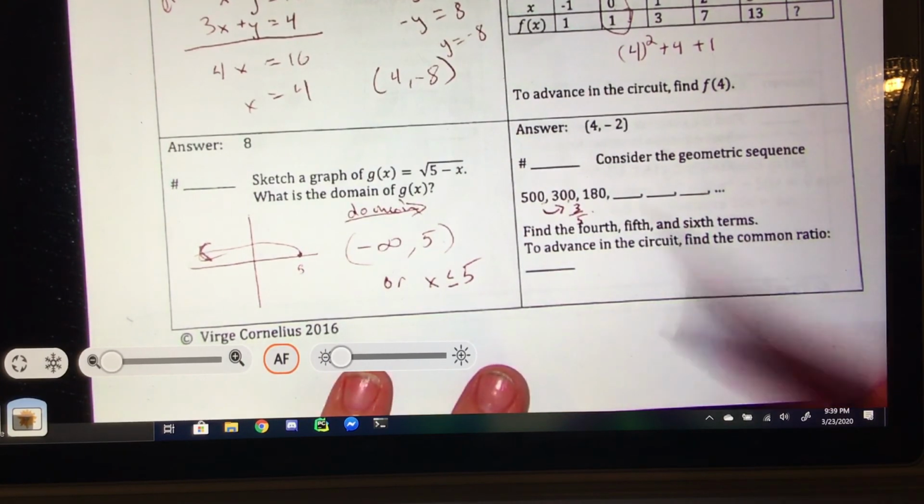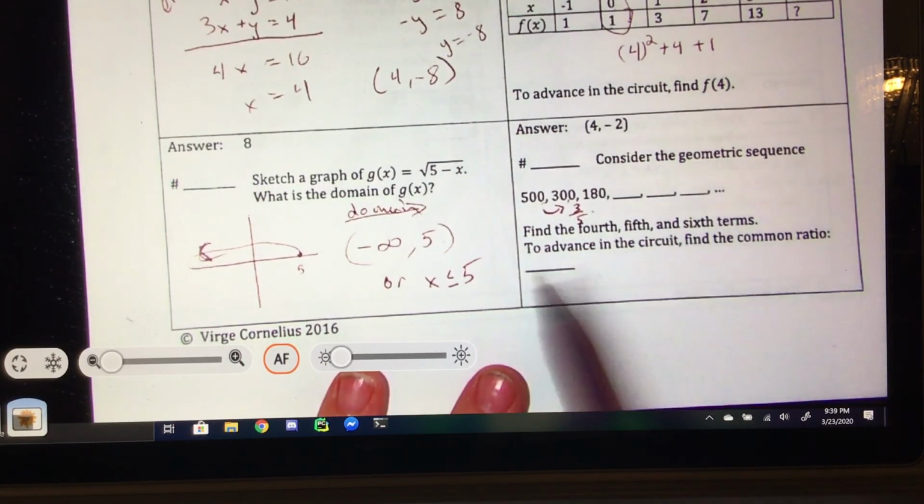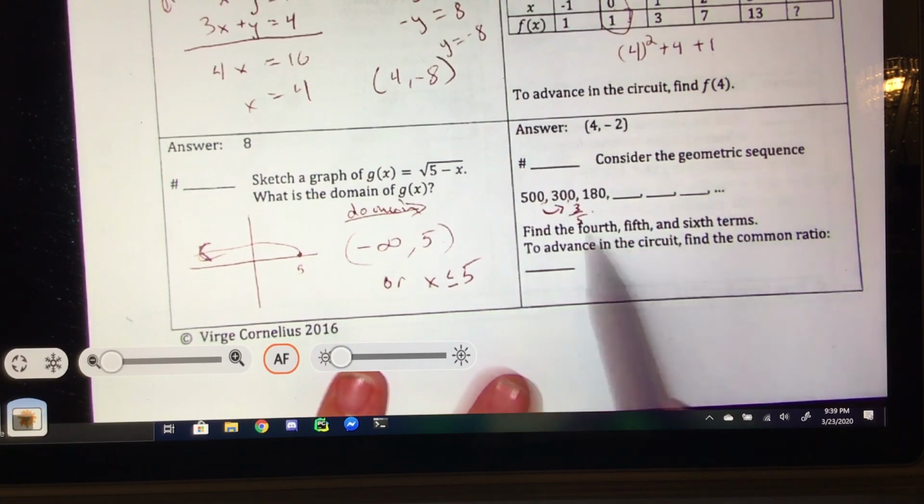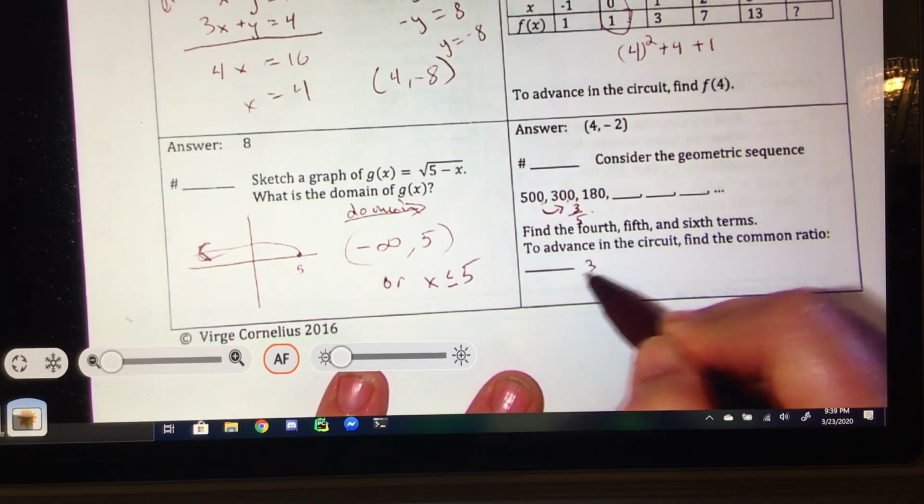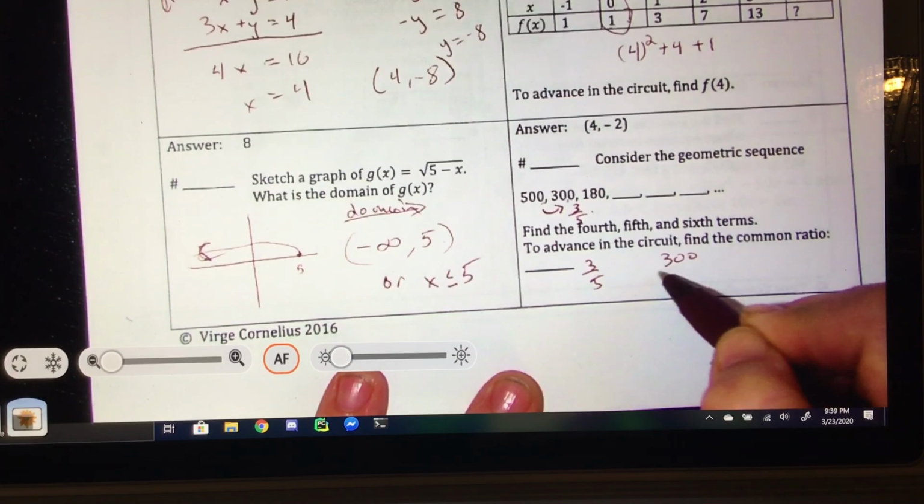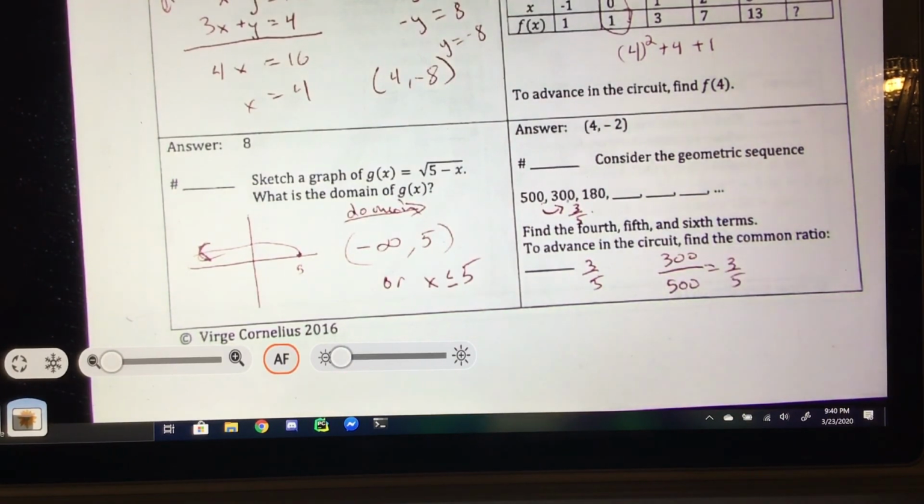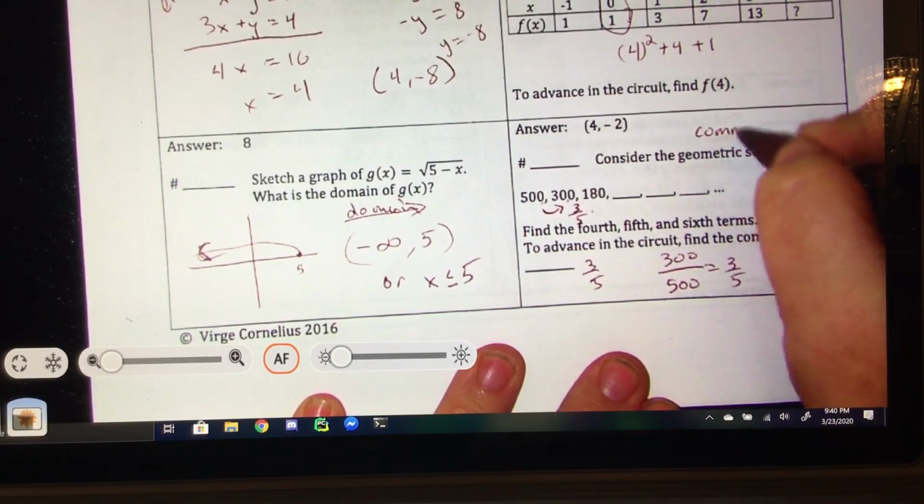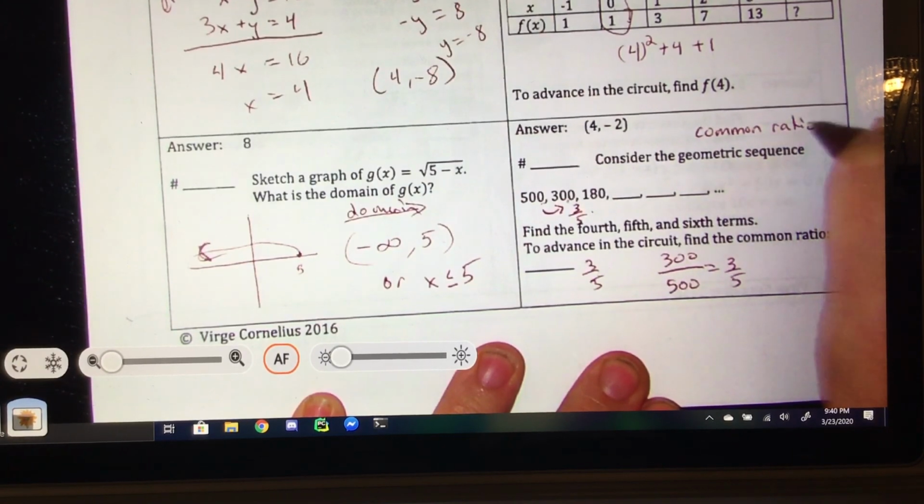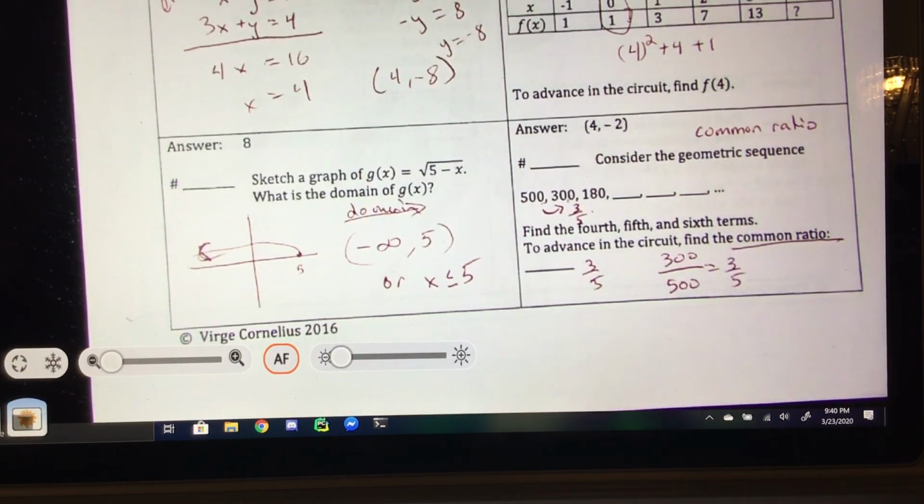Oh, we don't even have to do that, because to find the 4th, 5th, and 6th terms, to advance in the circuit, find the common ratio. Well, it was 3/5. What I did was 300 over the number before it, and that's how I got my 3/5. That's what we were taught for geometric sequences. And again, Khan Academy has videos on geometric sequences, how to find the common ratio. Oh, I wrote it down, and all I had to do was underline it there. Okay, so there's that video. Last page coming up.